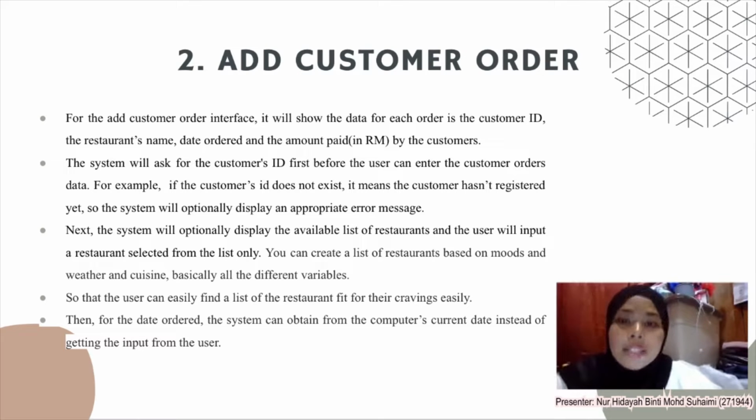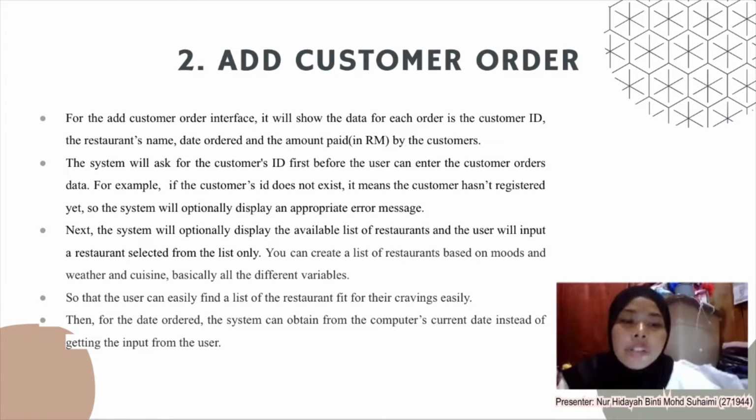Next, add customer order. Okay, for the add customer order interface, it will show the data for each order: the customer ID, the restaurant name, date order, and the amount paid in RM by the customer. The system will ask for the customer ID first before the user can enter the customer order data. For example, if the customer's ID does not exist, it means the customer has not registered yet. So the system will display an appropriate error message.